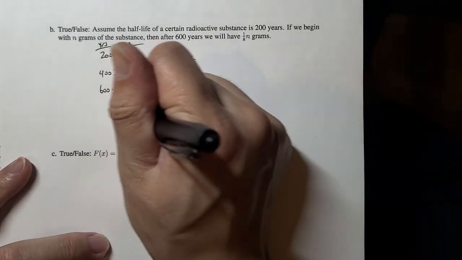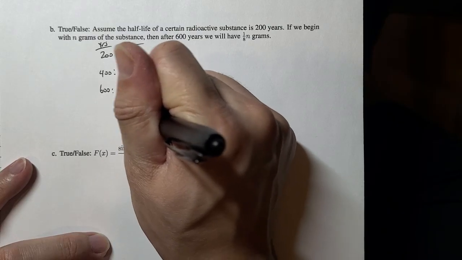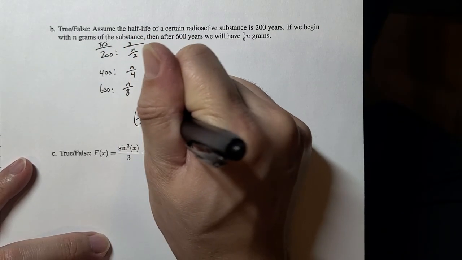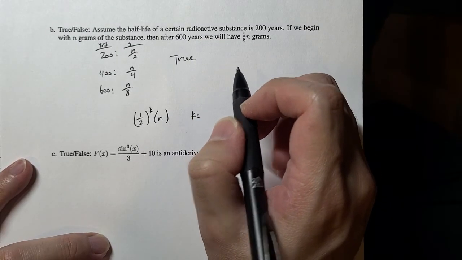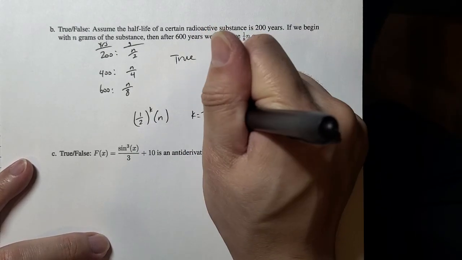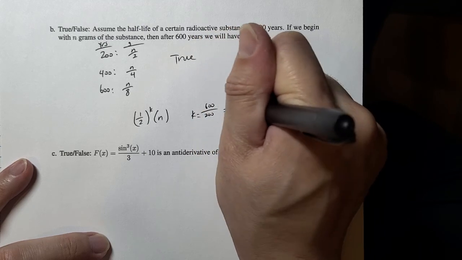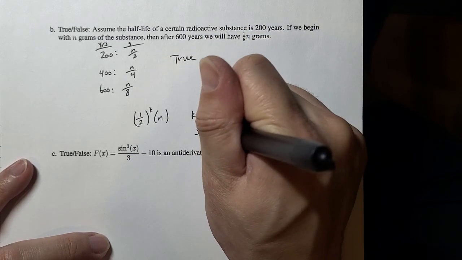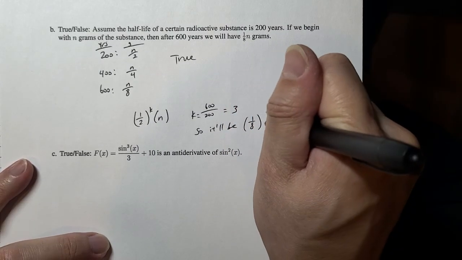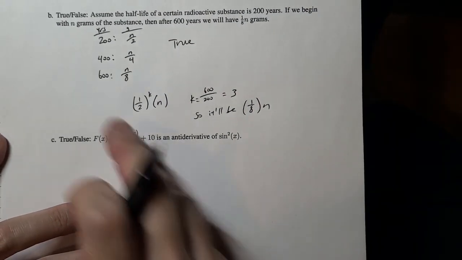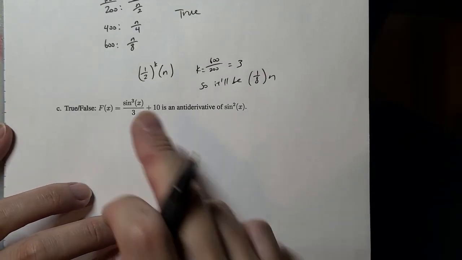If you like to have formulas, you could just have half to the k times n. K is equal to what? 600 over 200 equals 3. So it would be 1/8 n. Same thing. Okay? Either way is fine.